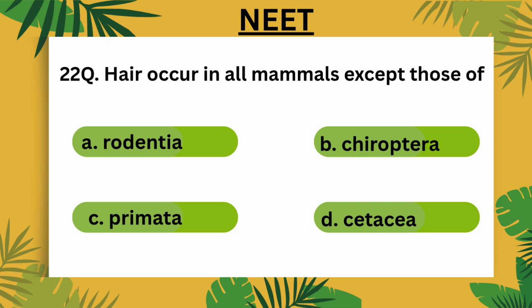Twenty-second question. Hair occur in all mammals except those of A. Rodentia. B. Chiroptera. C. Primata. D. Cetacea.